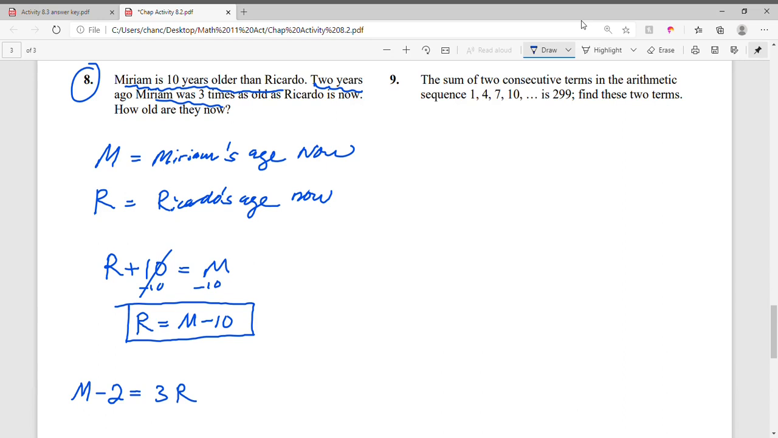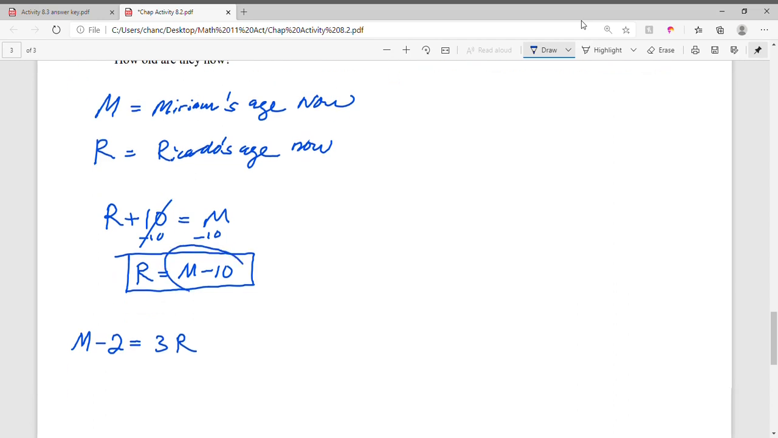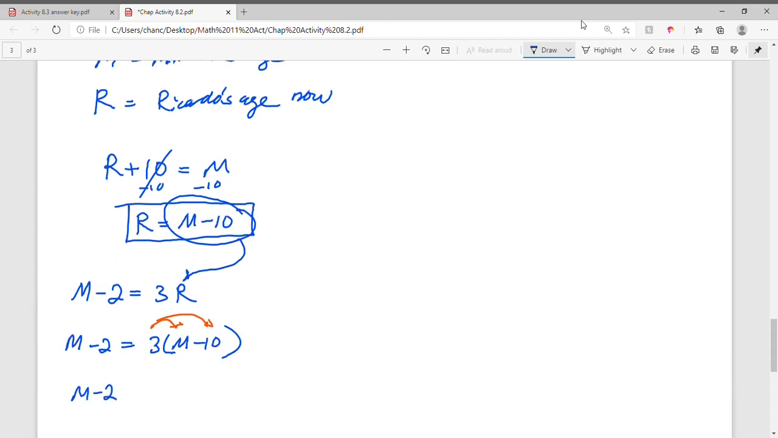But I know R is equivalent to M minus 10. We solved for that earlier. So we can replace this R with M minus 10. Let's take this and substitute into here. We have M minus 2 is equal to 3 times (M minus 10). Let's distribute the 3 to the right side of the parentheses. M minus 2 is equal to 3M minus 30.